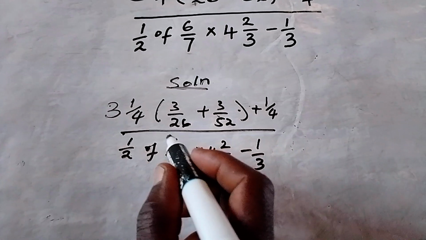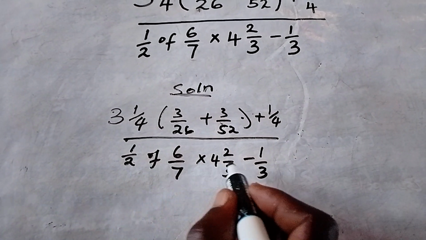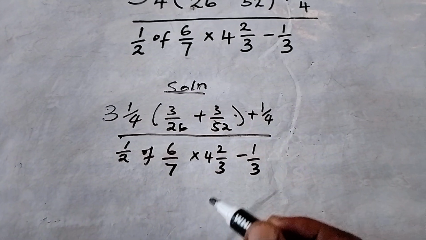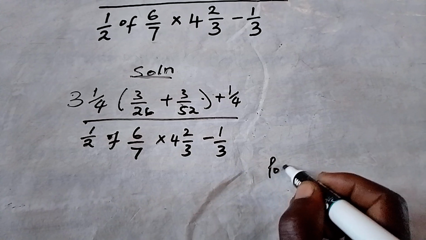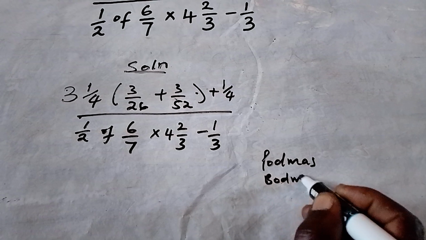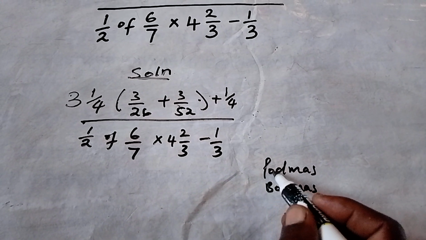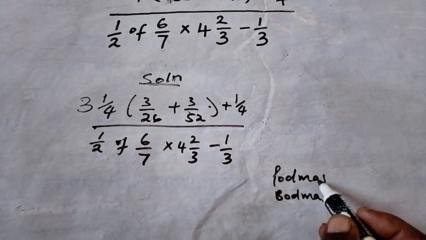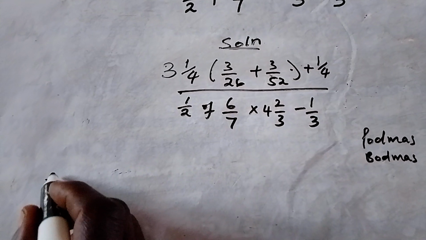So the first thing to do is to work out the numerator first, followed by the denominator, then you divide. And we are going to use this method, PODMAS or BODMAS, where P and B are the brackets, parentheses, then of, division, multiplication, addition, and subtraction. So we are going to start with the numerator.